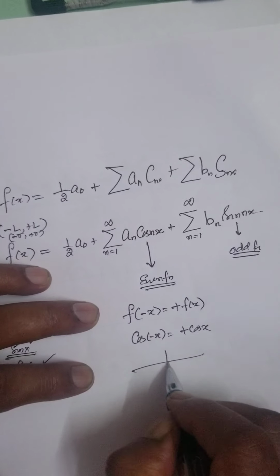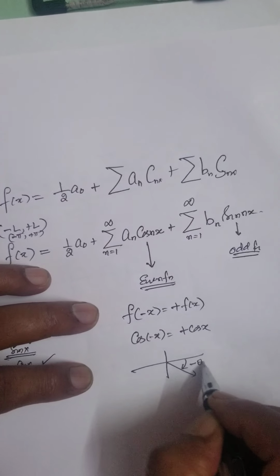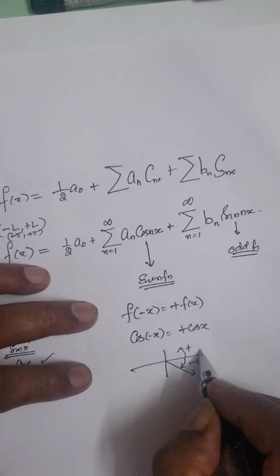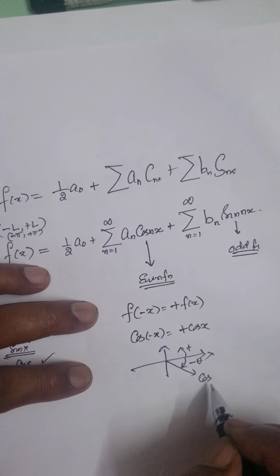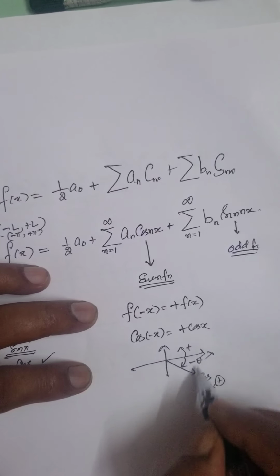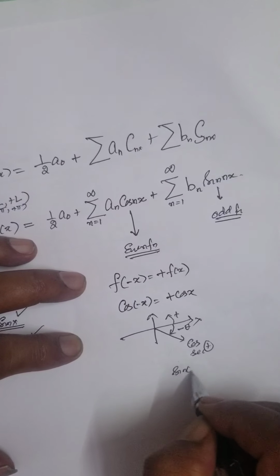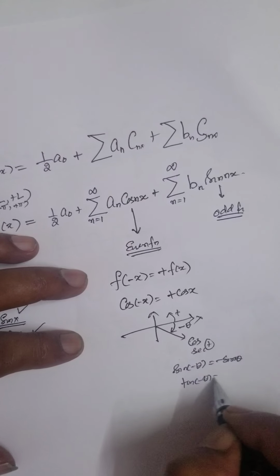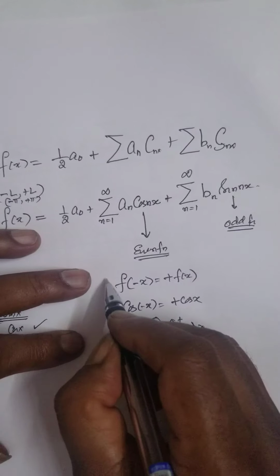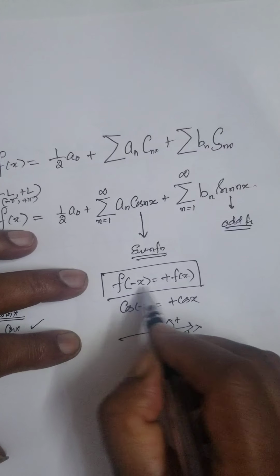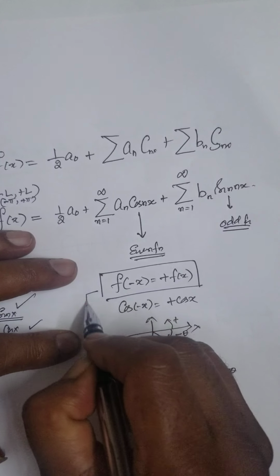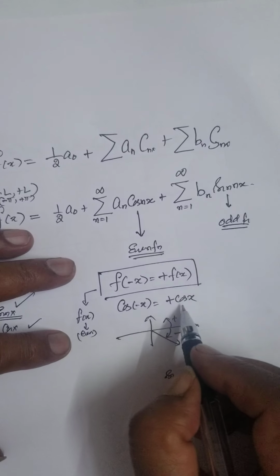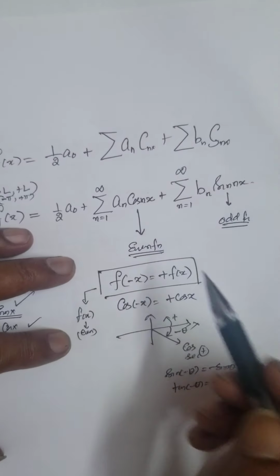Why? Because cos of minus theta, meaning anti-clockwise is minus theta, right? You know, clockwise is positive, anti-clockwise is minus. In the fourth quadrant, with the x-axis and y-axis, cos and secant are positive. Whatever else comes is negative. Therefore sine of minus theta is equal to minus sin theta, and tan of minus theta is equal to minus tan theta. Therefore, if f(x) is equal to f of minus x, equal to plus f(x), then f(x) is said to be an even function. Here, what is f(x)? Cos nx.